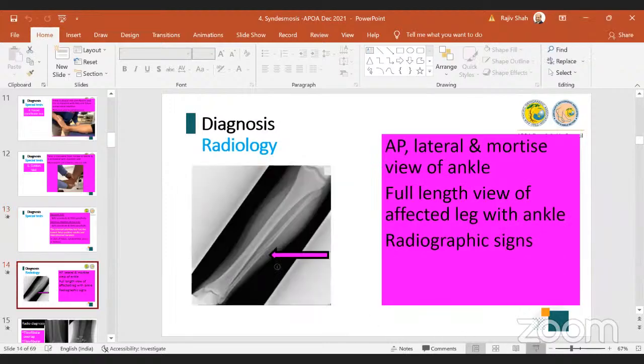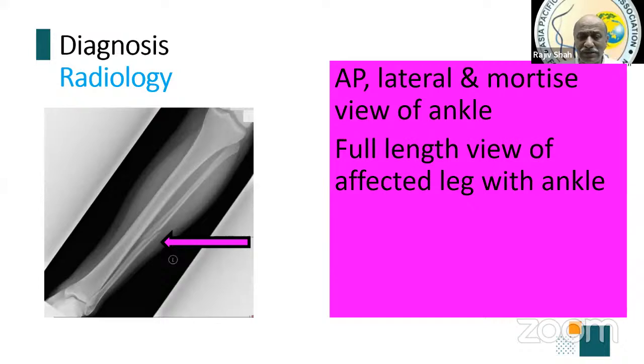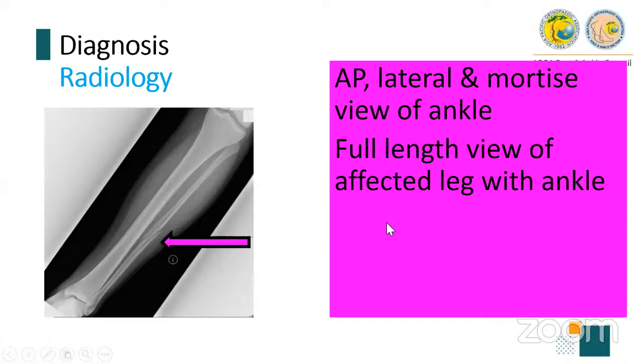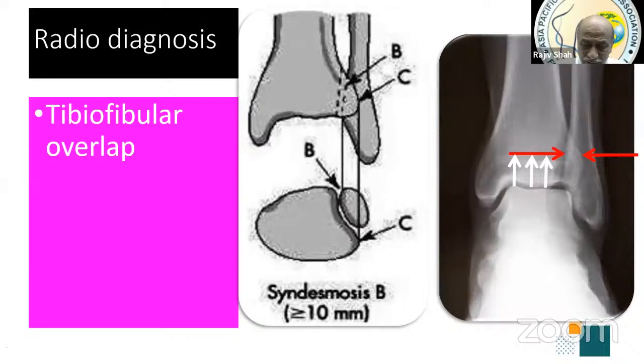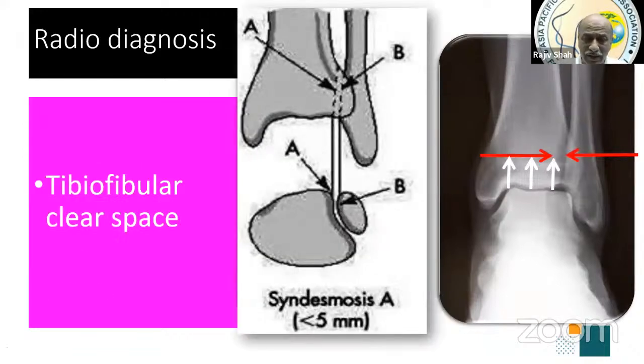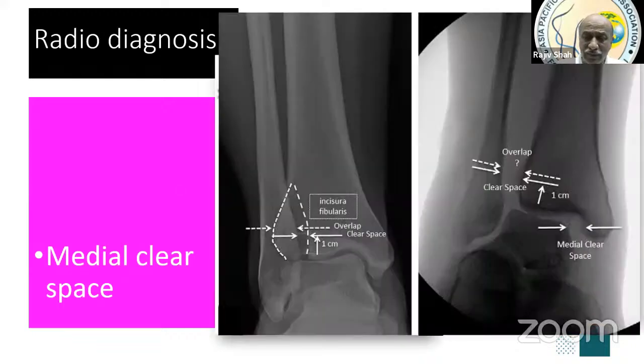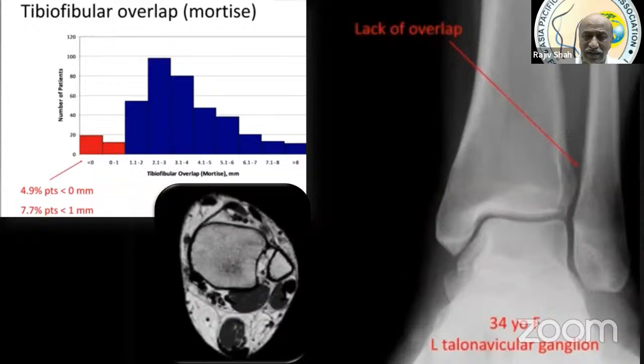Now, what all X-rays you get for the syndesmosis? AP, lateral, mortise view of ankle, full length view of the affected leg to rule out the Maisonneuve's injury, and then look at the radiographic signs of the ankle. We have discussed this: tibiofibular overlap, tibiofibular clear space, medial clear space, talocrural angle, and dime or other sign.